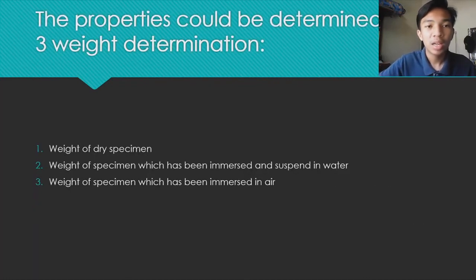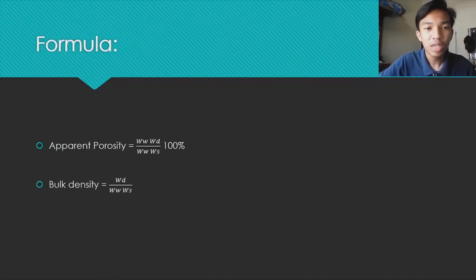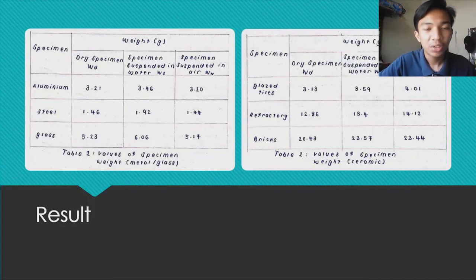So, the properties could be determined from three weight determinations. As you can see, the first one is the weight of the dry specimen, then the weight of the specimen which has been immersed and suspended in water, and the last one is the weight of the specimen which has been immersed in air. There are currently two formulas to find the apparent porosity and the bulk density, as you can see, and the result for this experiment I already put into a table form. So here is the result.